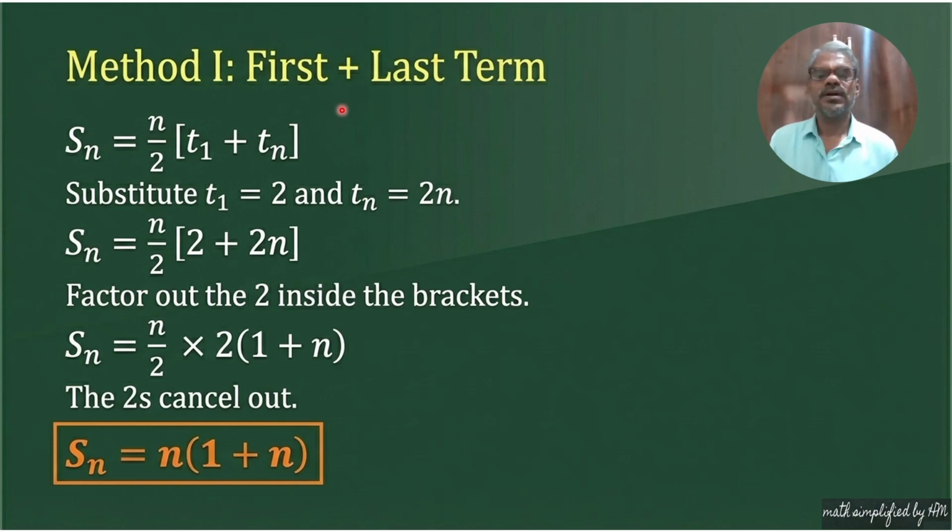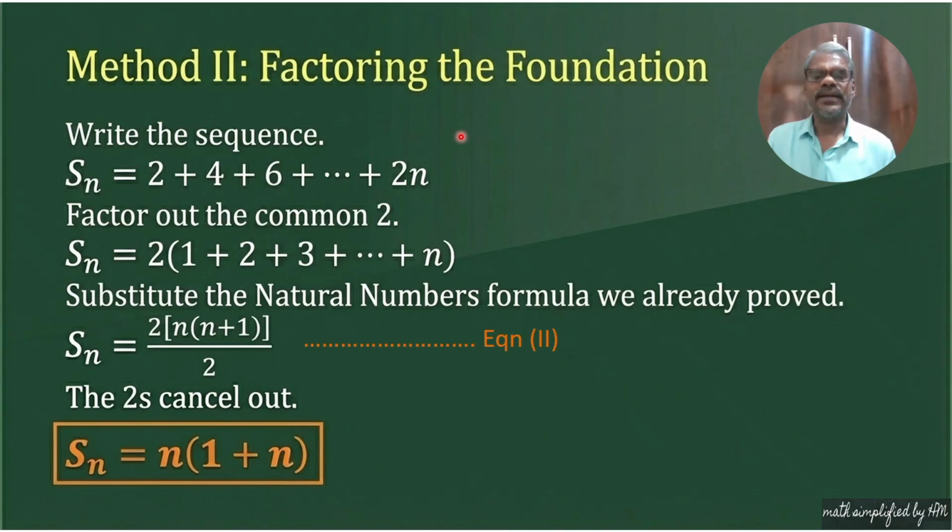Method 1, first plus last term. Sn = n/2 (T1 + Tn). Substitute T1 = 2 and Tn = 2n. We get Sn = n/2 (2 + 2n). Factor out the 2 inside the brackets. We get Sn = n/2 × 2(1 + n). The 2's from numerator and denominator get cancelled out and we get Sn = n(1 + n). Factoring the foundation.